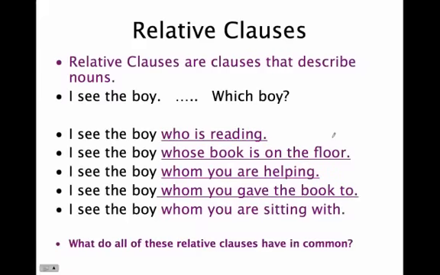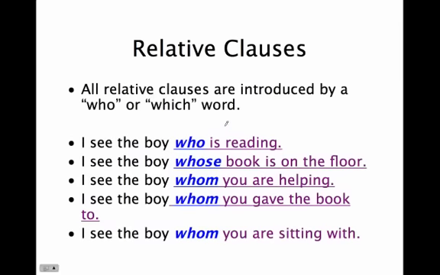So relative clauses are a specific type of clause that describe a noun. So notice all these sentences, all of them are talking about this boy. We see what the boy is doing, the boy's relationship to you, etc. Now notice all of these clauses have the word who or whose or whom in common. That is something that you're always going to see in a relative clause, always going to be introduced by a who or a whom or a whose, or even the word which if you're referring to things. Sometimes you'll also have the word that, which can replace all these. I see the boy that is reading.